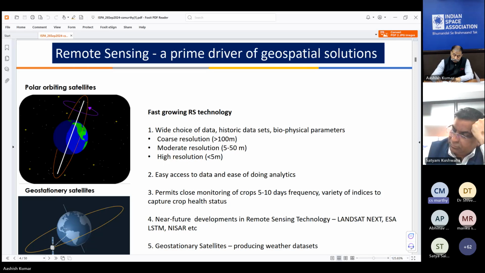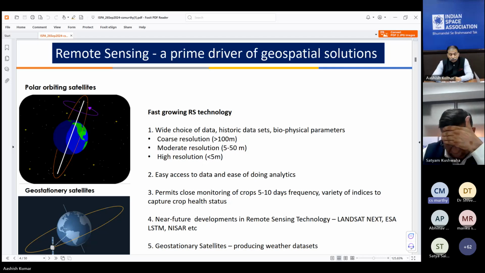It's not the rainfall alone. It's the temperature, humidity, wind speed. So all these parameters are being retrieved using these third generation geostationary satellite data. So this is how the remote sensing technology is progressing. And this whole technology, polar orbiting and geostationary, is going to have a very, very profound impact on agriculture to design new solutions. Next, please.